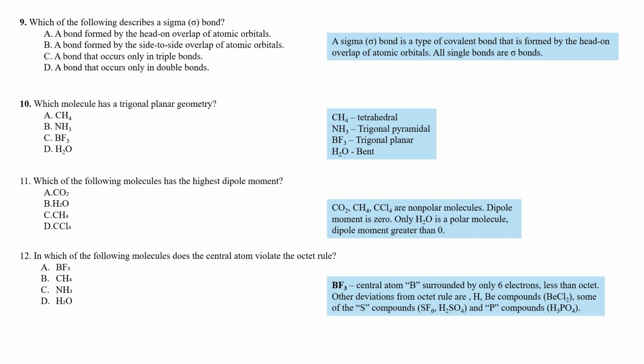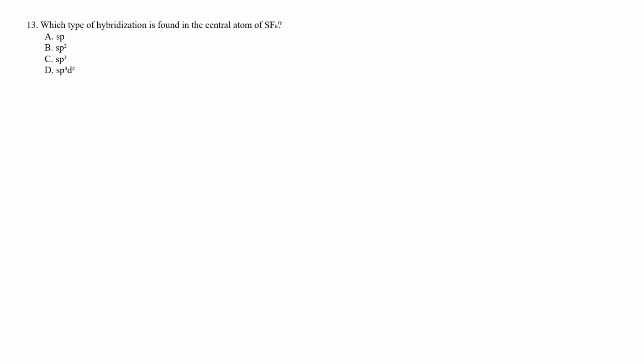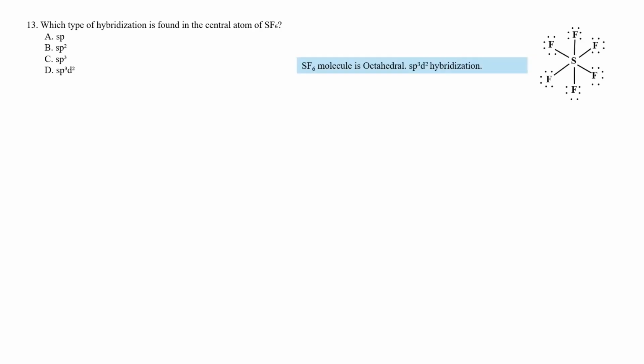Among these given choices, in BF3 the central atom boron is surrounded by only 6 electrons, less than an octet. Which type of hybridization is found in the central atom of SF6? SF6 is an octahedral molecule. Sulfur is the central atom. There are 6 fluorine atoms attached to sulfur. SF6 is octahedral geometry, sp3d2 hybridization.